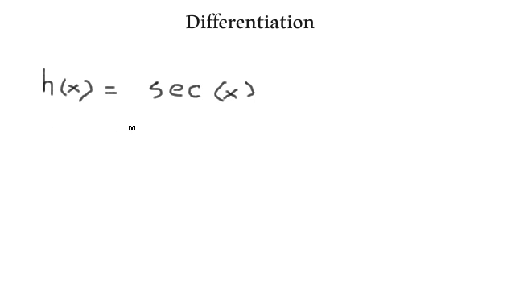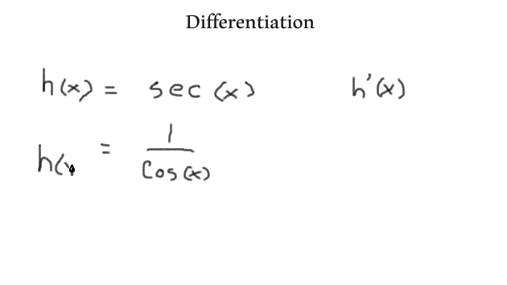In other words, we want to know what the derivative of secant x is. So we're trying to find h prime of x, and what we're going to do here is go ahead and convert this into a cosine, and I'm going to rewrite this. This is 1 over cosine x. So both of these are equal. Alright, they're the same thing.